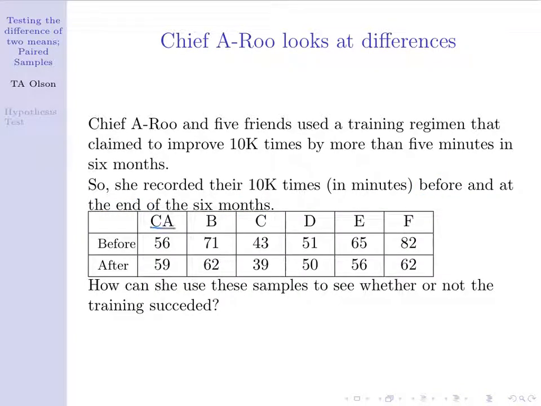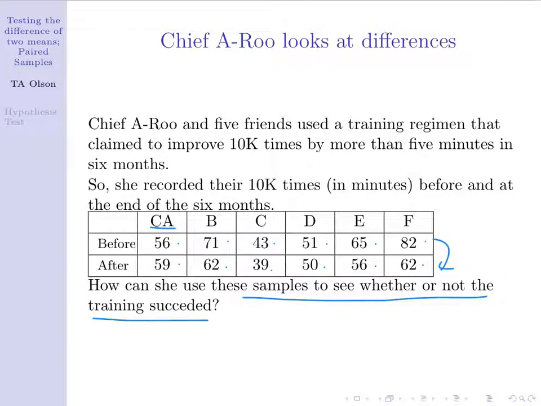All right, so Chief Aru went from 56 minutes to 59 minutes. Other people went from 71 to 62, 43 to 39, 51 to 50, 65 to 56, and 82 minutes to 62 minutes over our 6-month span. So how can she use these samples to see whether or not the training succeeded?